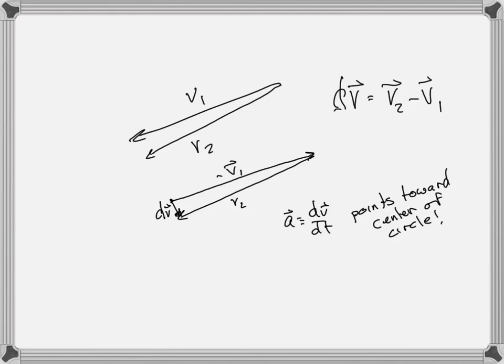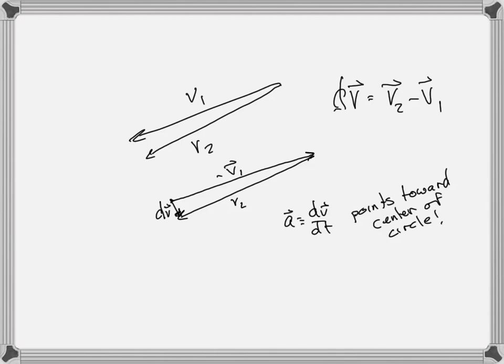Because think about the ball on the string. What was holding it in the circle? The string was exerting a force right towards the center of the circle. And Newton's second law tells us the forces and the accelerations are proportional. So the acceleration must point towards the center. That's next chapter, though. You don't know Newton's second law yet. Okay, so the acceleration points towards the center of the circle.